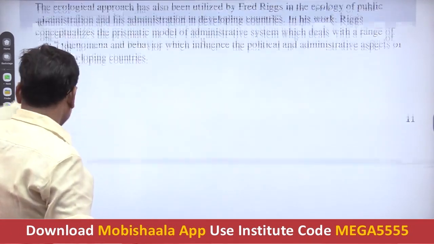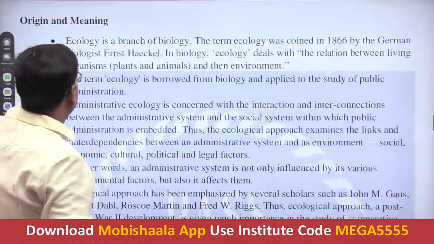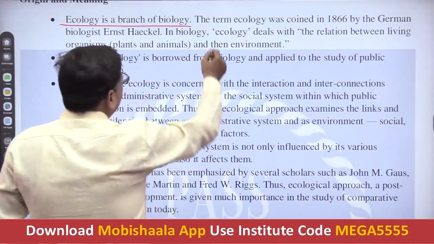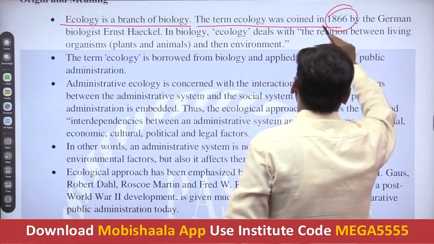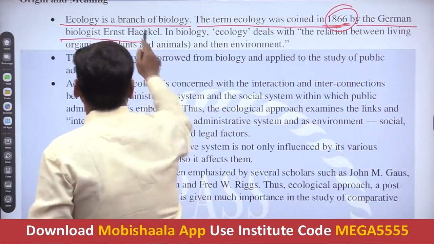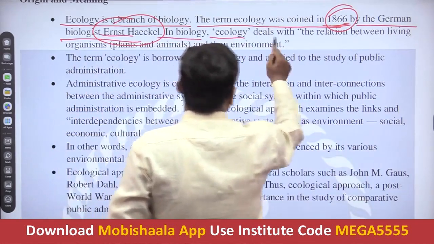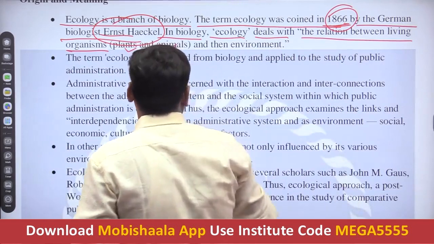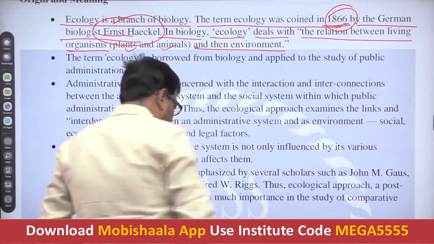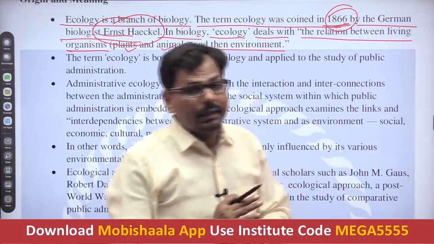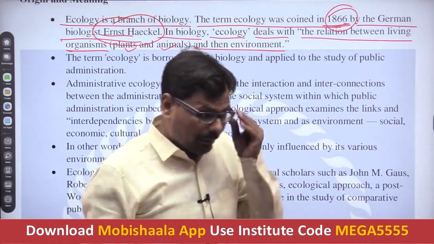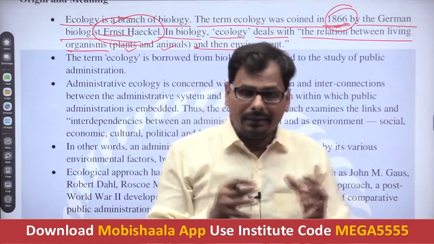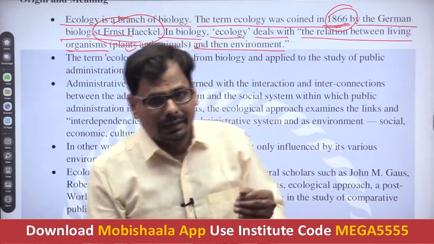As you know, as far as the origin and meaning of ecology is concerned, ecology is a branch of biology. The term ecology was coined in 1866 by the German biologist Ernst Haeckel. In biology, ecology deals with the relation between living organisms, be it plant or animal, and their environment. As you know, there is an interaction between the environment and the living organism, and this interaction is studied in the field of ecology.